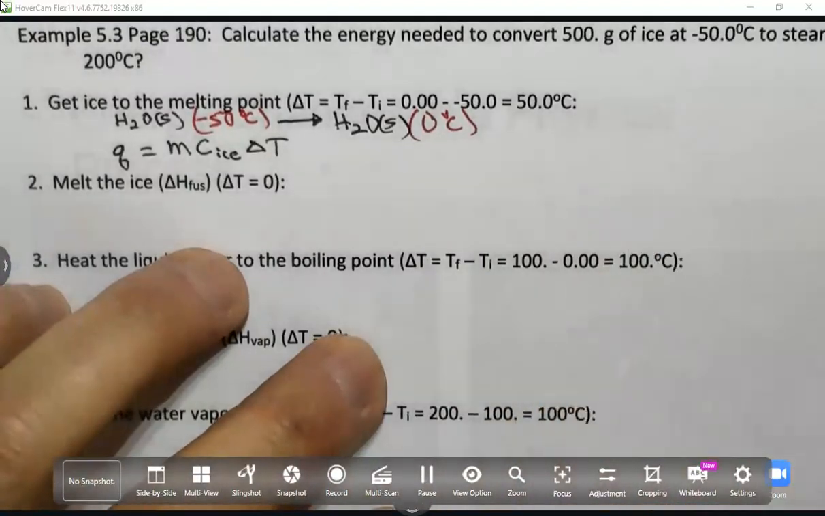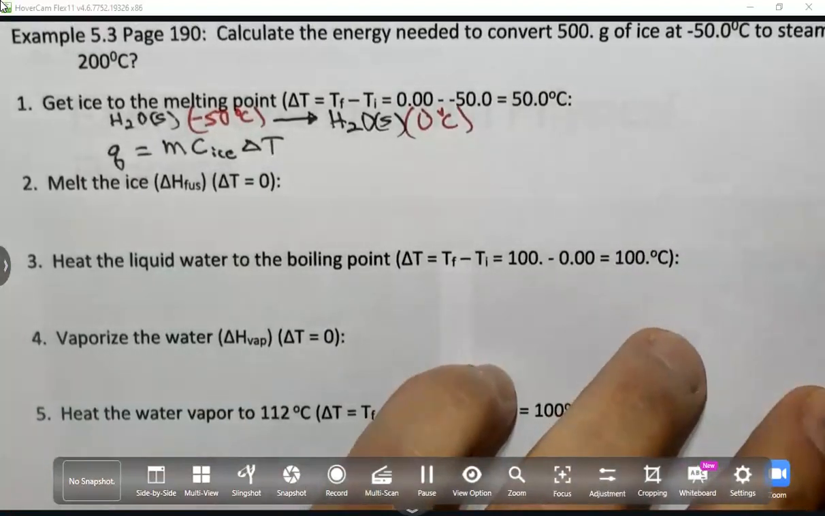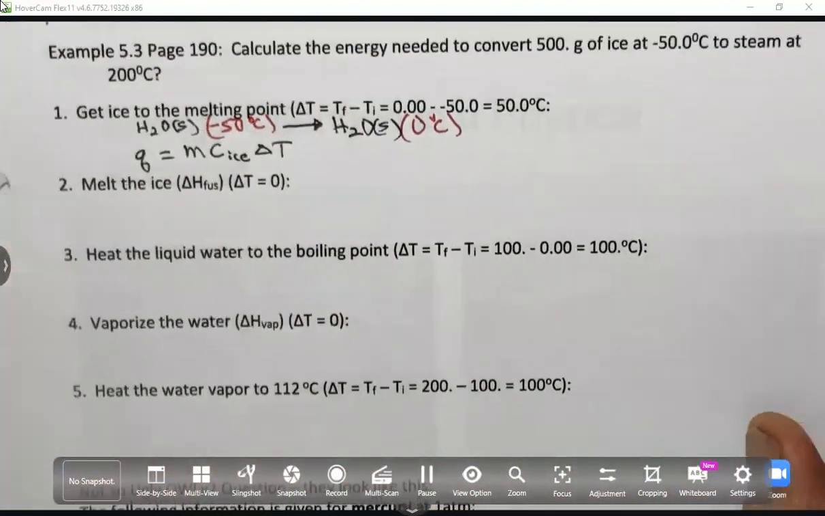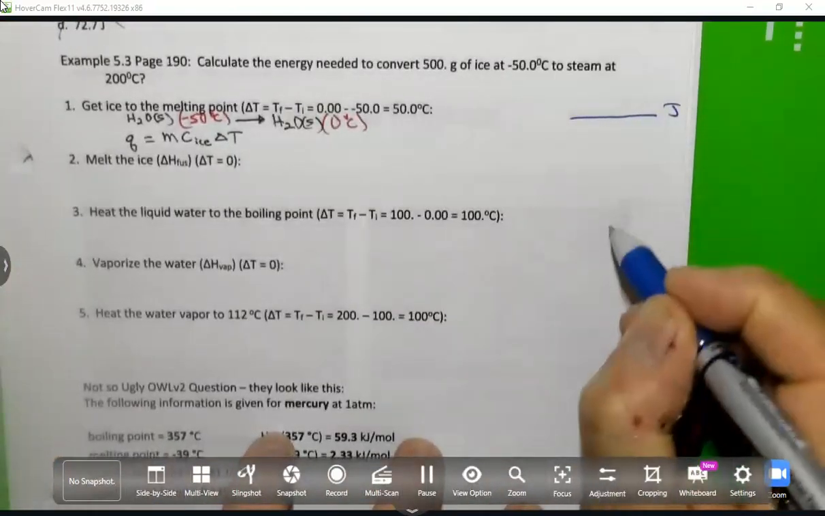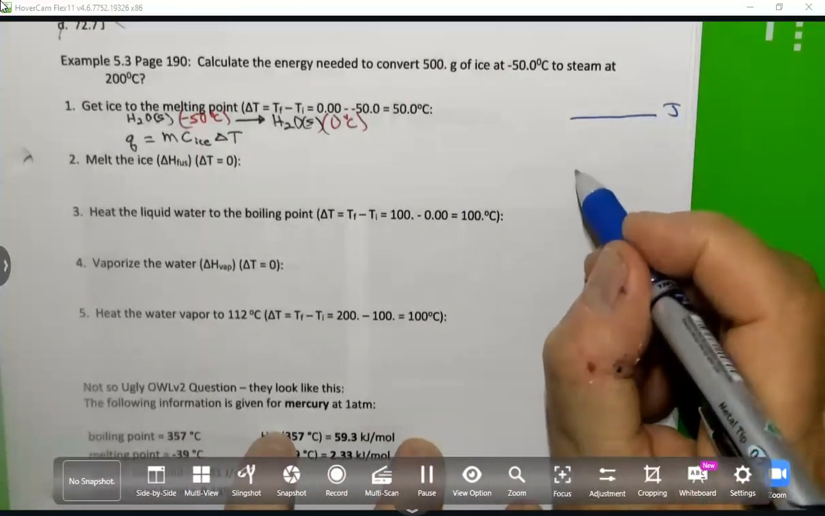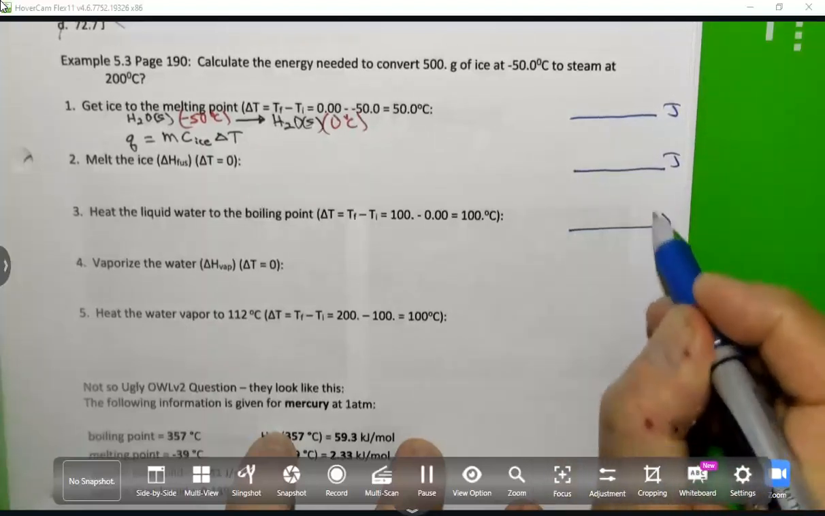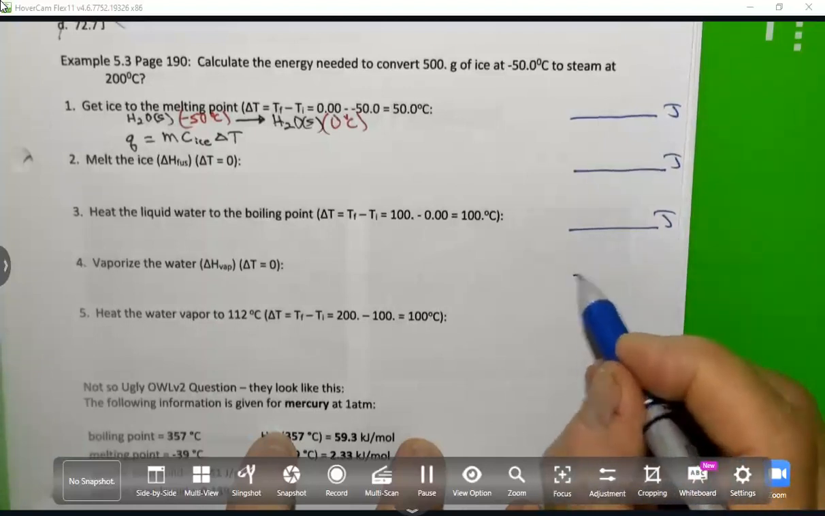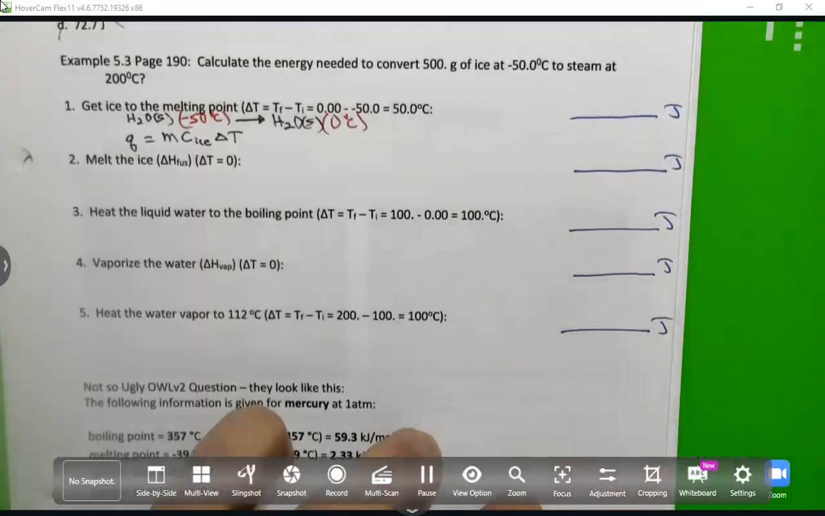So I'm going to leave a spot right here. We're going to calculate all of this in joules. So let me show you what we're going to end up with. We're going to end up with a number here in joules, a number here in joules, a number here in joules, a number here in joules, and a number here in joules. And we're going to have to add them all up.